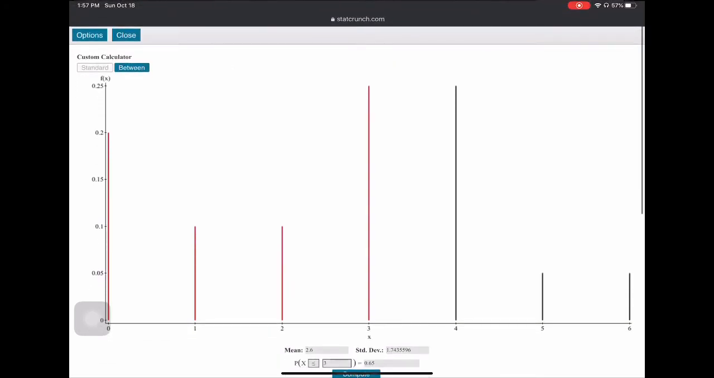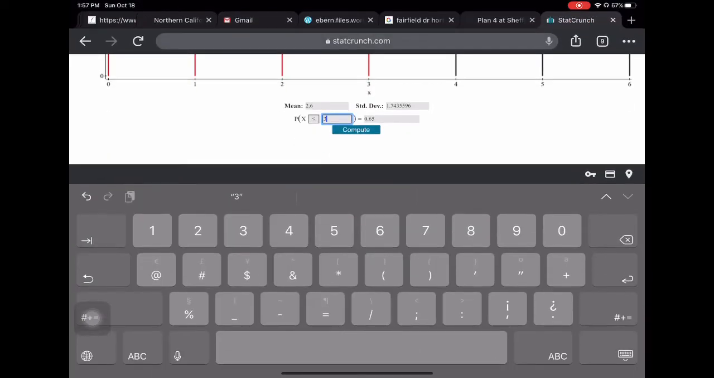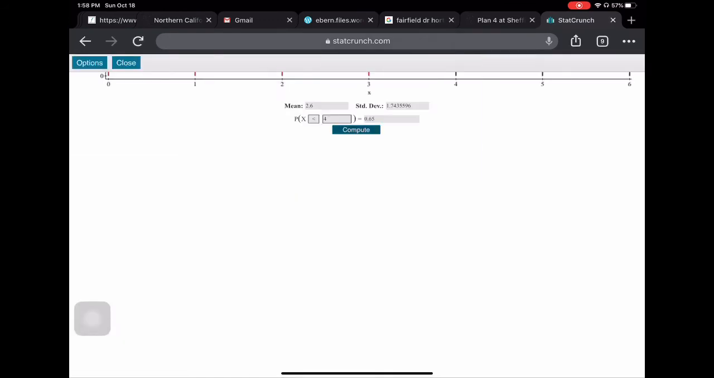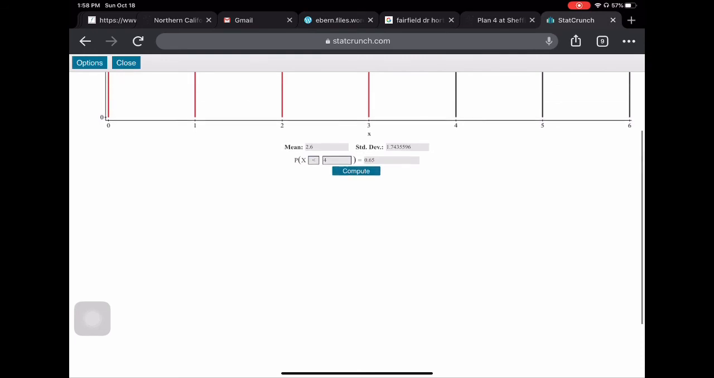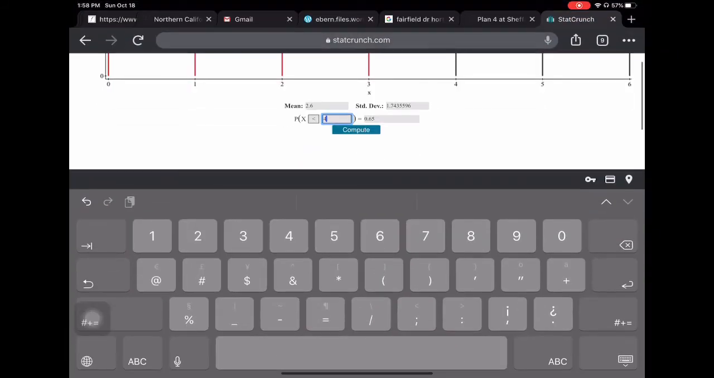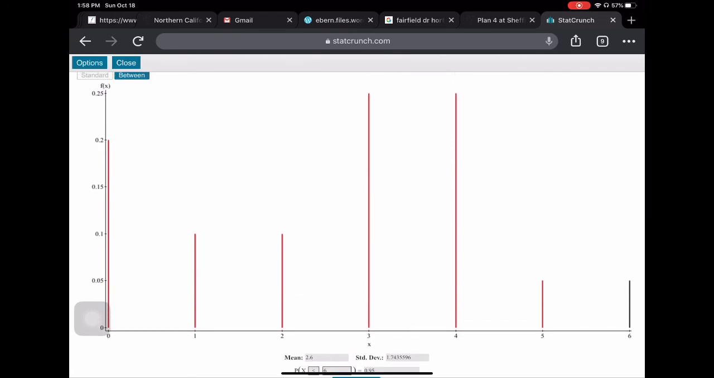Here was our distribution. Now at the bottom, we have our mean and our standard deviation, and the question asks, what's the probability of finding less than 4 eggs? So I'm going to change this 3 to 4, and I'm going to change my symbol to less than, and click compute, and it tells me it's 0.65. And notice that all of the eggs that are less than 4 are in red. Less than 6 eggs, I can change that 4 to a 6, and StatCrunch tells us that that's a 95% chance because only having 6 eggs is the complement. So 1 minus 0.05 gives us that 0.95.